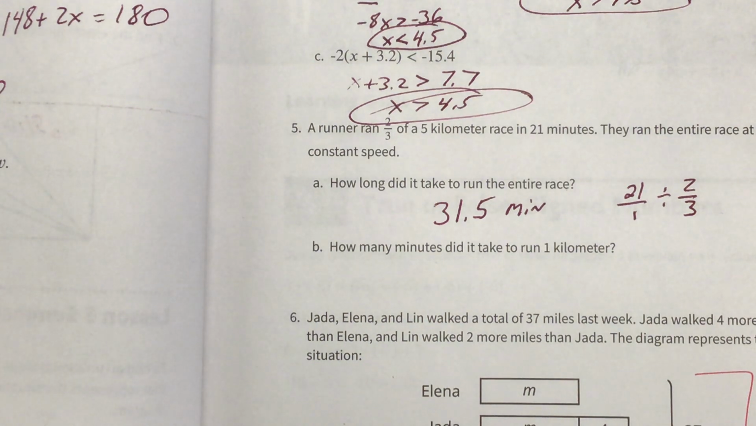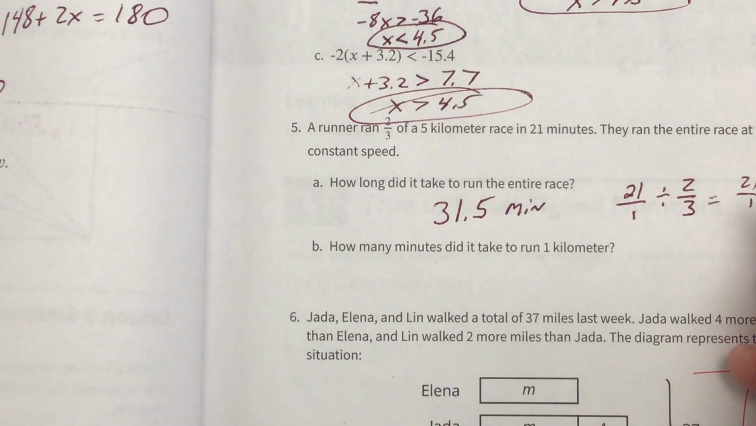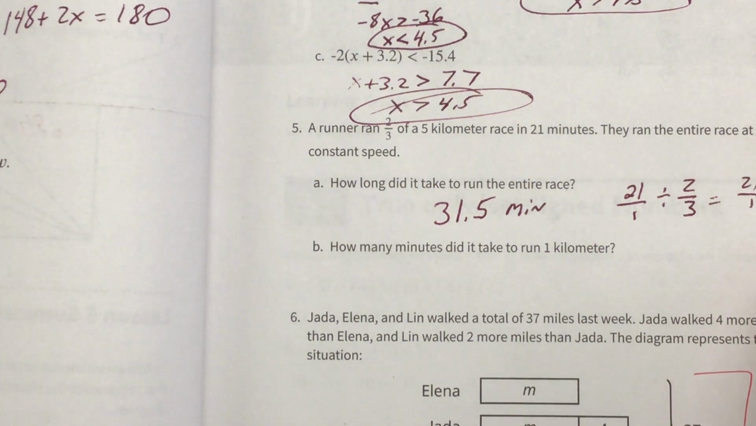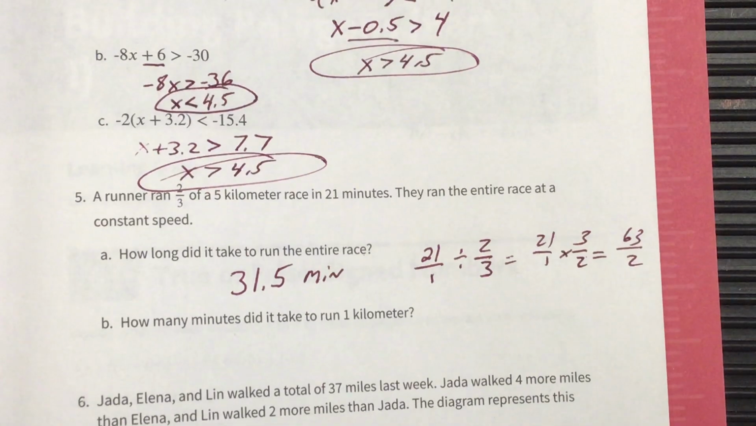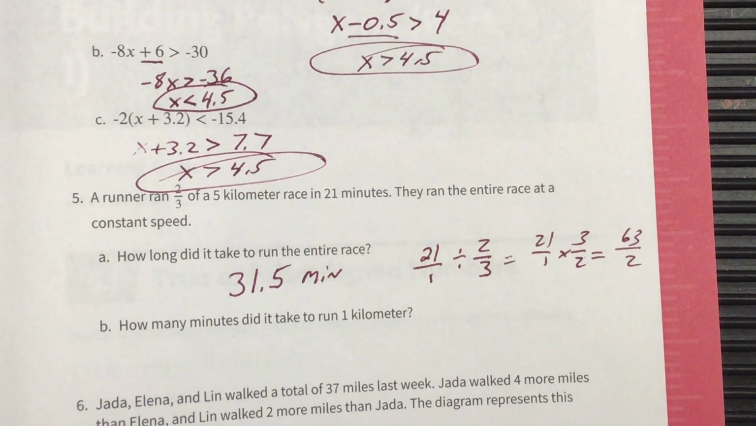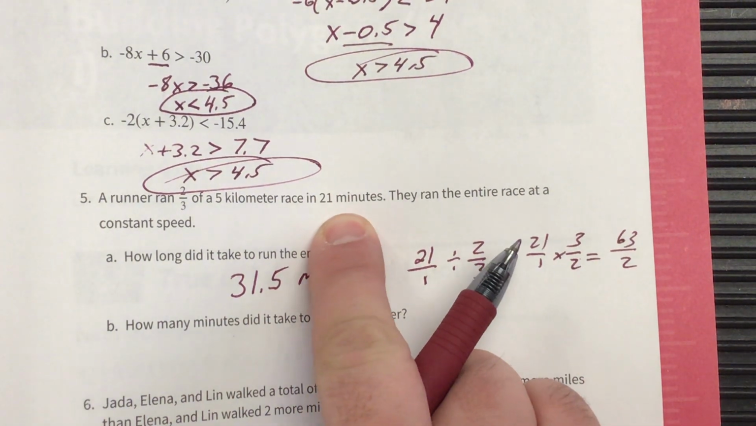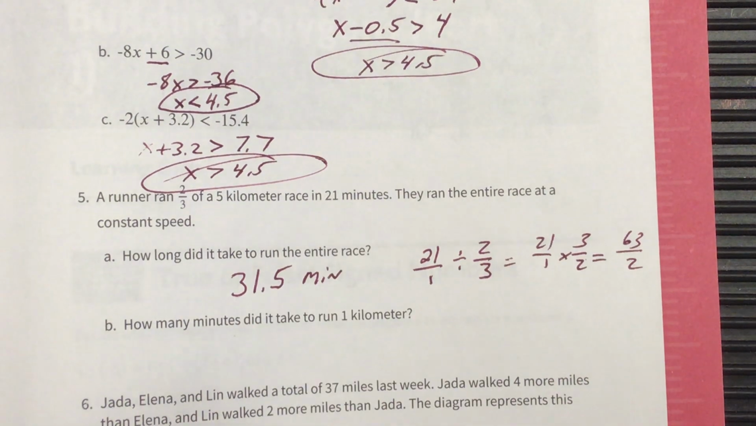Okay. So that's only 2/3 of the required time. Dividing by fractions means you multiply by the reciprocal. Here's where you got your 63 divided by 2, which is 31.5. Hopefully, you knew that your answer needed to be more than 21 minutes because you didn't do the whole race. Josh, turn around. Okay. B.